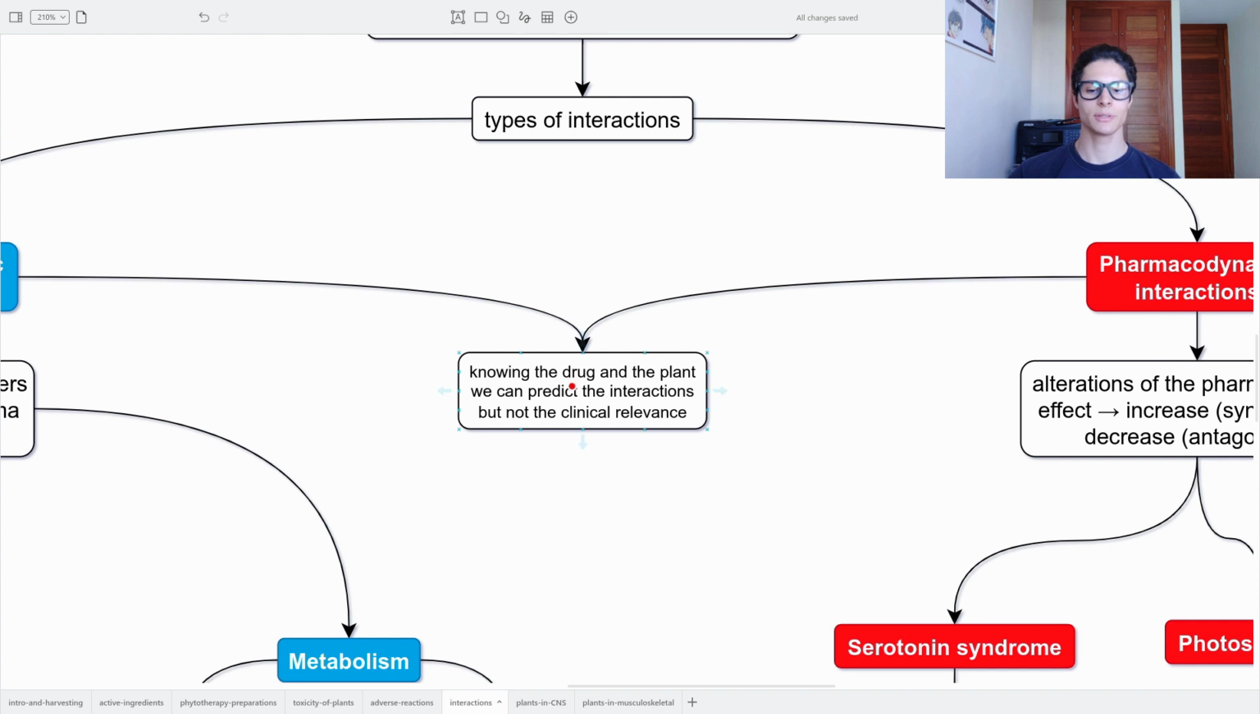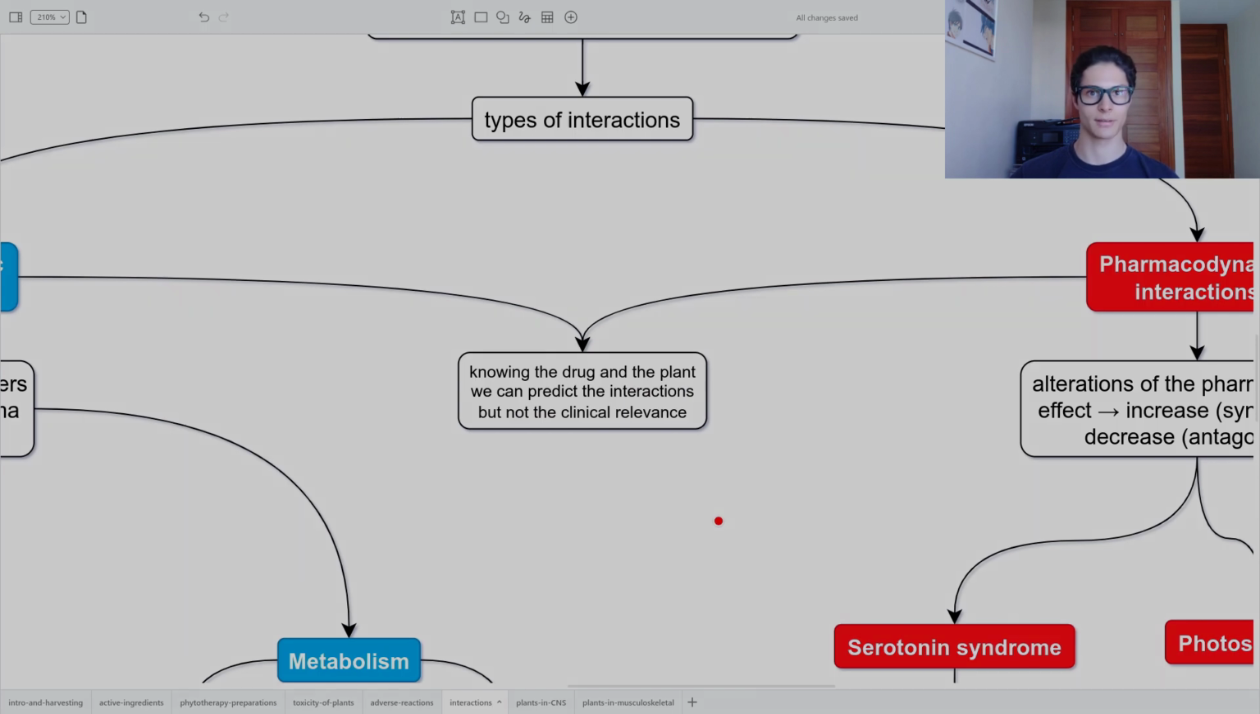So to recap, knowing the drug and the plant, we can predict the interactions, but not the clinical relevance. So it's important to treat each case as individual and unique.